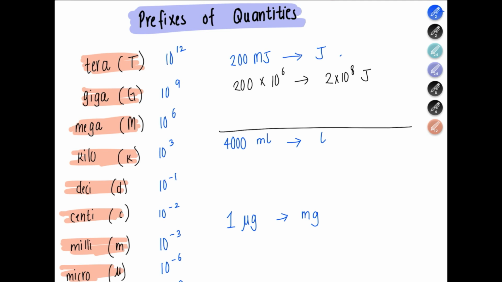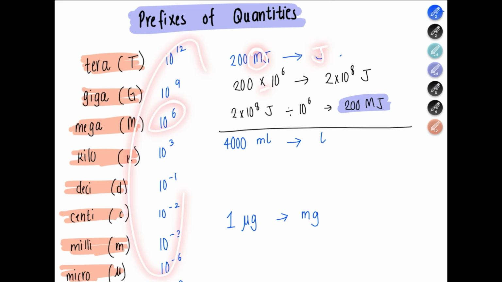Now what if you want to convert from joules to megajoules? You just write down the number 2 times 10 power 8 joules, and then you're supposed to divide by the number given here. So this is 10 power 6. Divide by 10 power 6 and you will get 200 megajoules. So when you want to remove your prefix and get the normal unit, you just multiply with the quantity that's given here, all of them. When you want to get the prefix back, for example mega, you're supposed to divide.